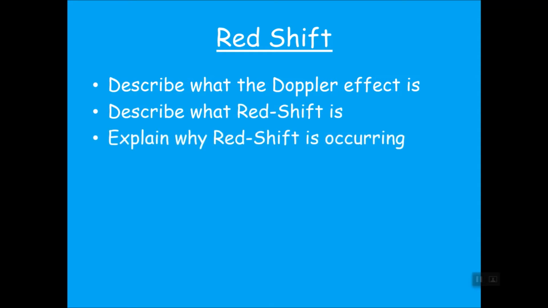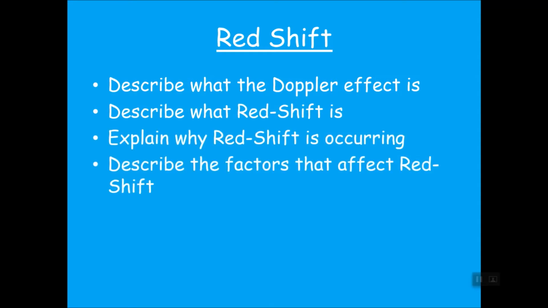So what we're going to look at is, first off, what this thing called the Doppler effect is. It's not technically in the specification, but if you know what the Doppler effect is, if you understand it, it's easier to apply it to what Redshift is. We're then going to look at what Redshift is. We're going to explain why it occurs. We're going to look at the different factors that affect Redshift.